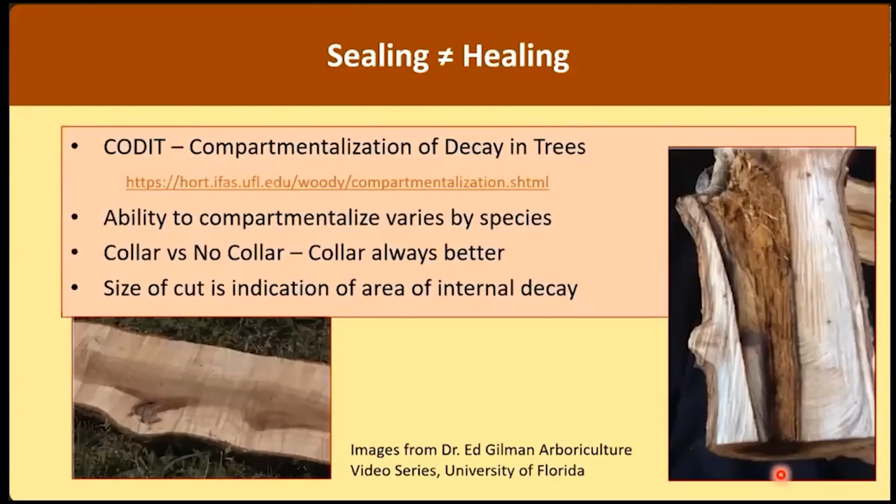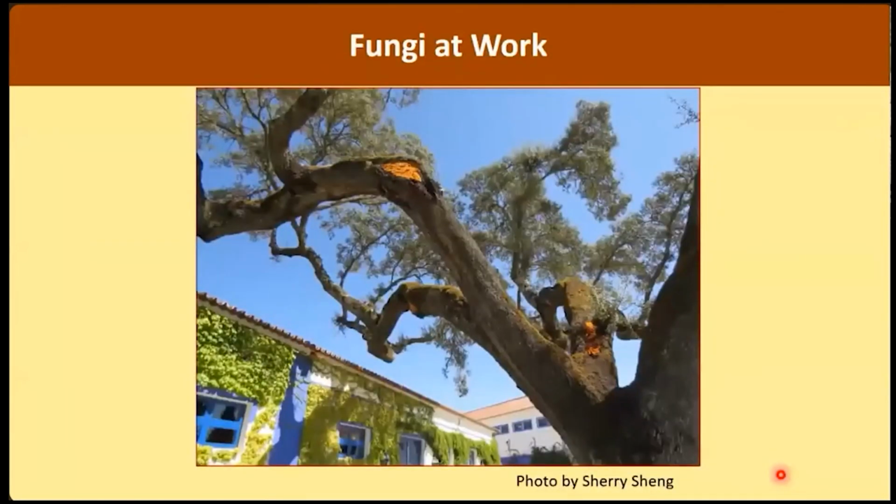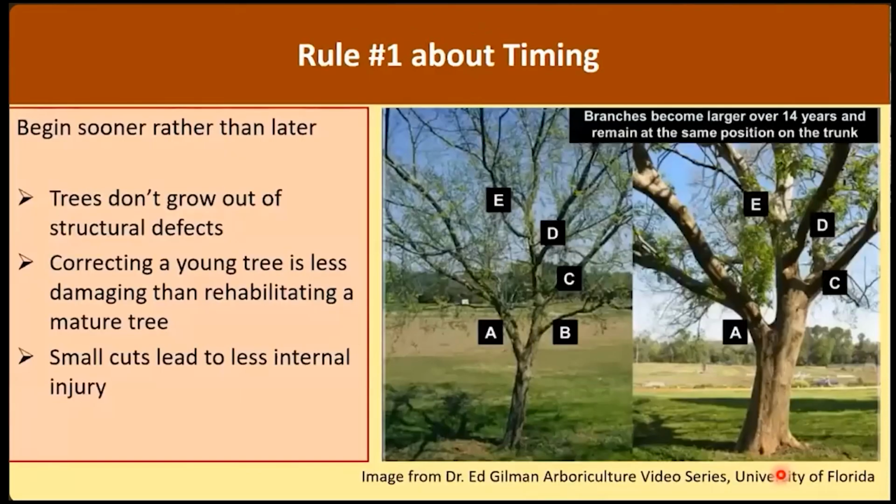And I had mentioned that the size of the cut is an indication of the area of internal decay. And in fact, I think most of us have seen that mature trees coexist with or tolerate a certain amount of dead wood. When you see fungus growing on a tree, that's usually an indication of decomposition of dead wood. But of course, we don't want to promote dead wood as a result of our pruning.